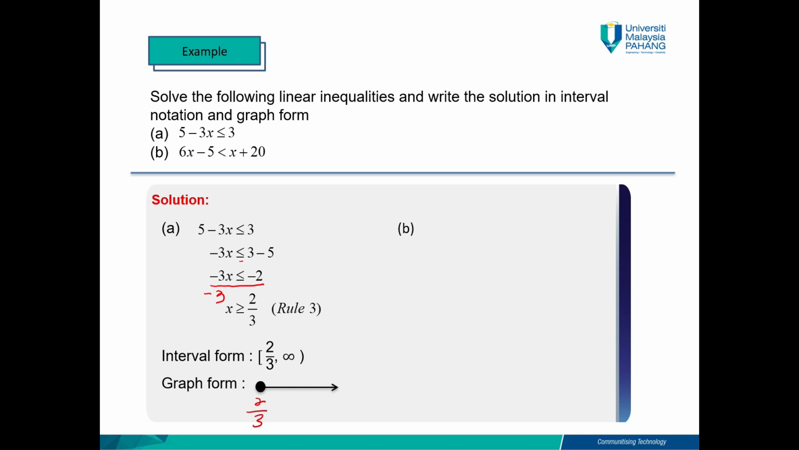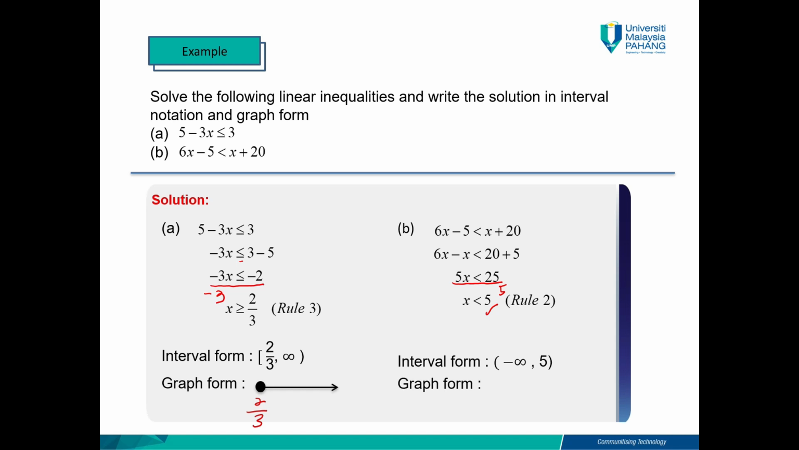Alright, so B: 6x minus 5 is less than x plus 20. We do the same thing, solve the inequality. So finally we have x less than 5. In this case, we are dividing the whole inequality by positive 5, so the sign of the inequality doesn't change. So x is less than 5. In interval form, we have minus infinity until 5, but not including the number 5. In graph form, it is drawn from right to left, with an empty circle. So this is 5.